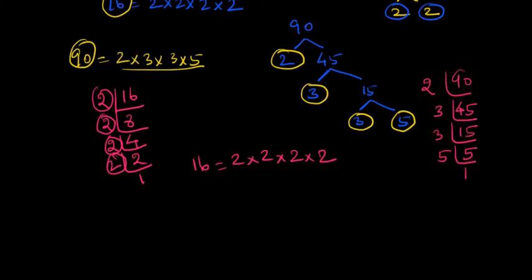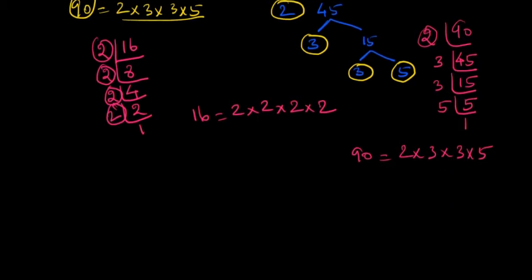So how will you write 90 now? You can write 90 as 2 into 3 into 3 into 5. So this is the prime factorization. This is very important to find the LCM or GCD of any two numbers or more than two numbers. Okay, so how will you find LCM now?